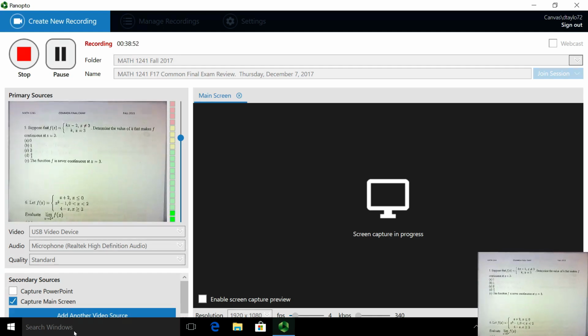All right, so in problem number 5, we are given a piecewise function, f of x equals kx minus 2 for all x not equal to 3, equal to k when x is equal to 3. And we're being asked, determine the value of k that makes this function continuous at 3. All right, so for a function to be continuous, definition of continuity is that the limit exists, that the function is defined at that particular point, and that those two things are equal.